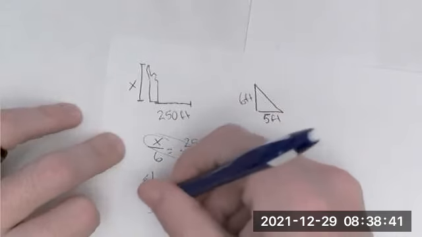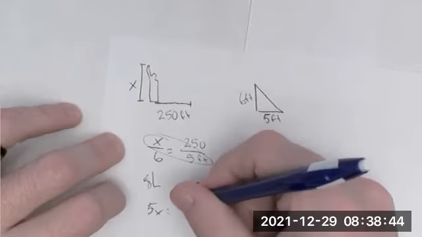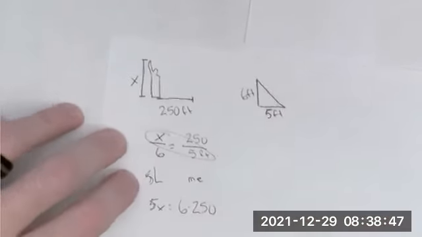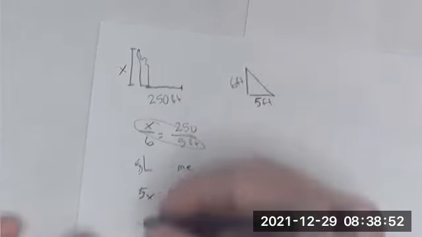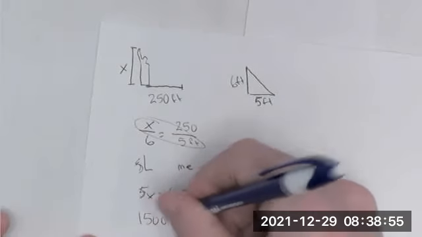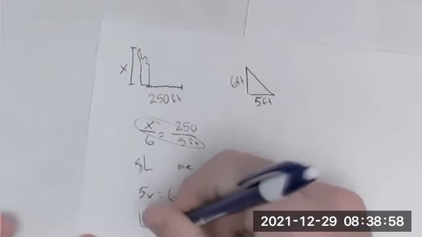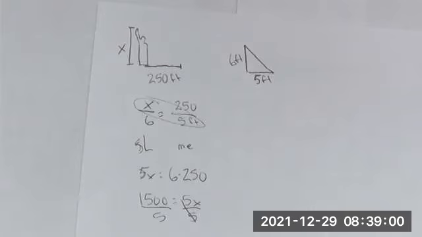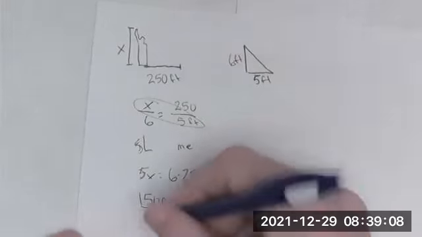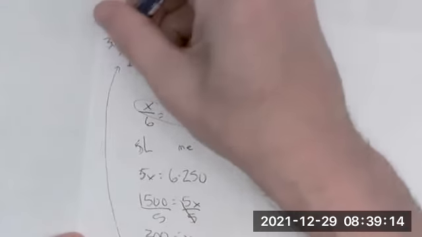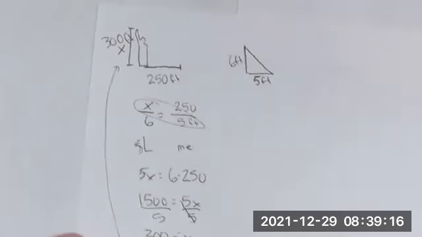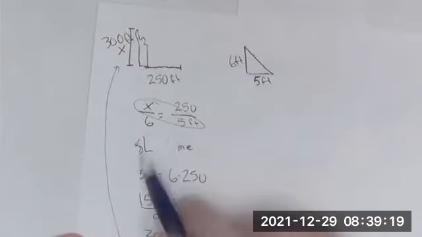X times 5 is 5x. 6 times 250, again we use a calculator for this, I get 1,500. Divide by that 5, and I end up with x equals 300. Now, what was that? That was the height in feet of our Lady Liberty here. But that's how you set this proportion up.